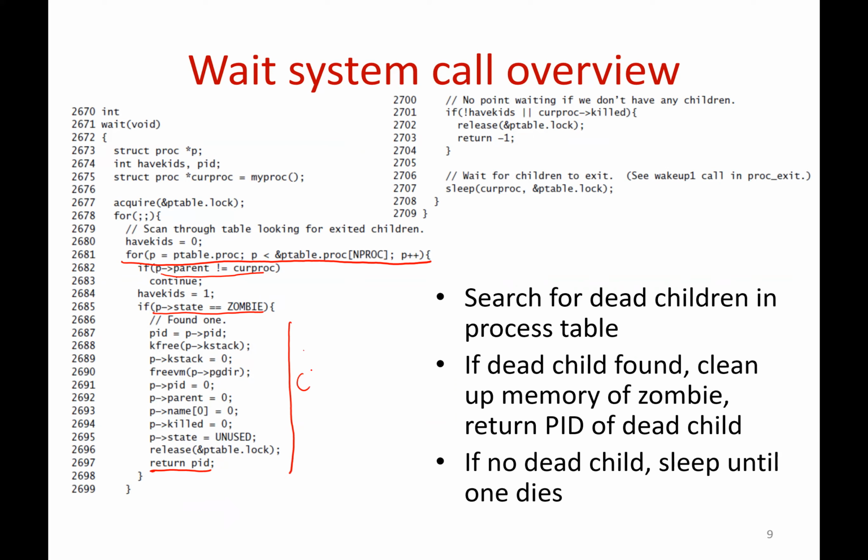Okay, so you clean up all the state of your dead child and you return with the PID of your dead child. On the other hand, if you do not find a dead child, if you have children but they have not yet died, then you will wait. You will call this function sleep and you will wait. Okay, if a dead child is found, you return. If no dead child, then you sleep until a dead child comes up. So this is the wait system call in xv6.